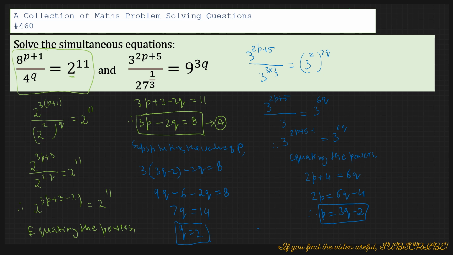So I got q is 2, and if I put that in to get the value of p, I would get p equals 3 times 2 minus 2, that is 6 minus 2, that is 4. So p would be 4. So that's solved. We got the values of p and q.